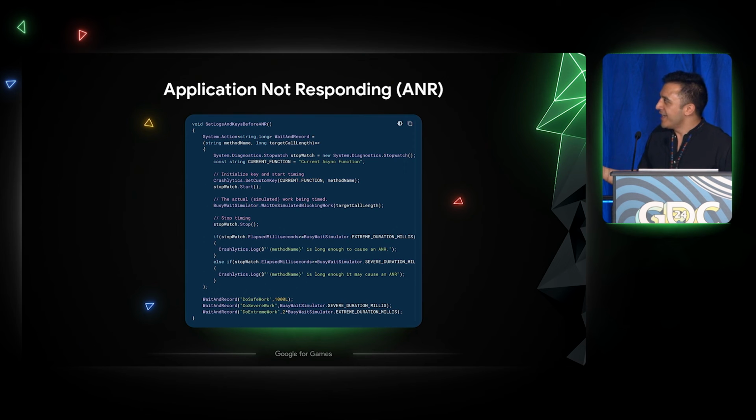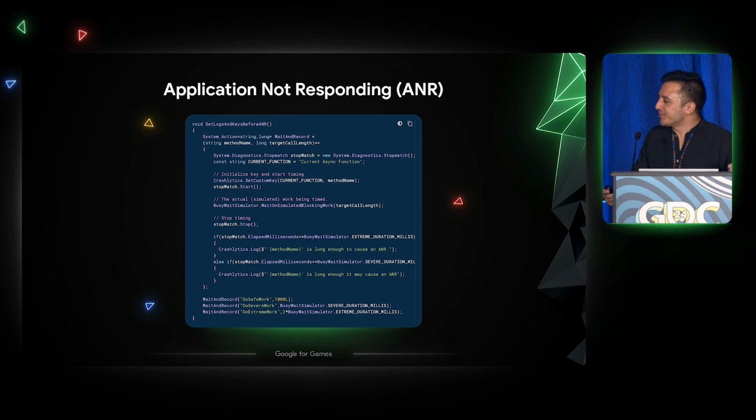an ANR or not. And the reason for using both keys and logs is because by using both, you can do some interesting deductive reasoning. If you have a log that shows that something started running and it is recorded as the current method, but it never shows the finish one, you know that that caused it.